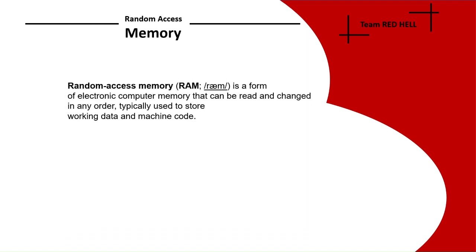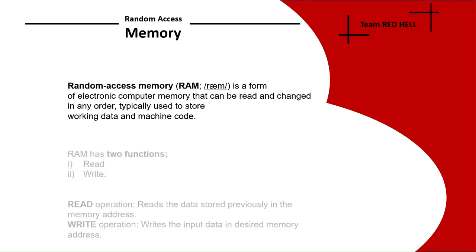In this video, I'm going to discuss the thorough process of RAM construction and its operation in SAP1. First of all, let's go through the definition of RAM. According to Wikipedia, RAM or random access memory is a form of electronic computer memory that can be read and changed in any order, typically used to store working data and machine code. It has two operations, read and write.